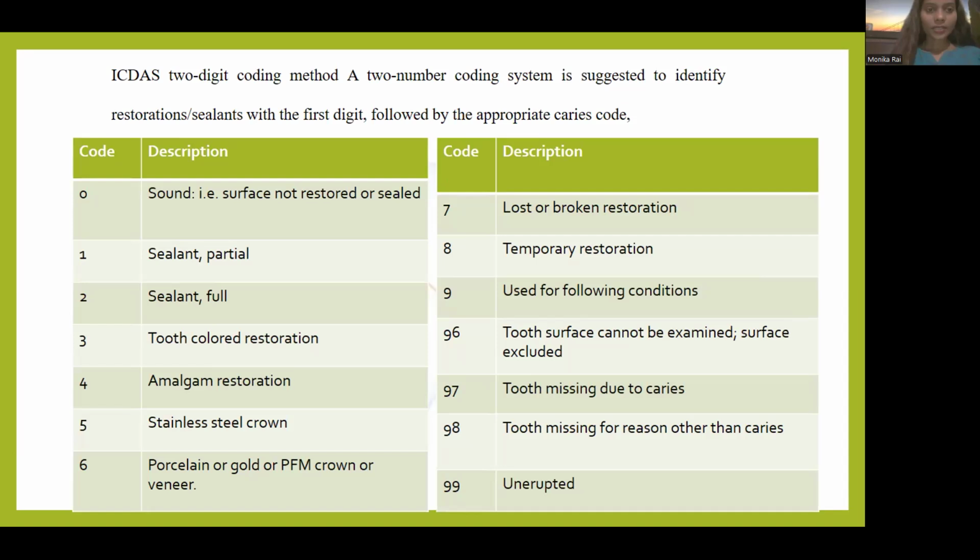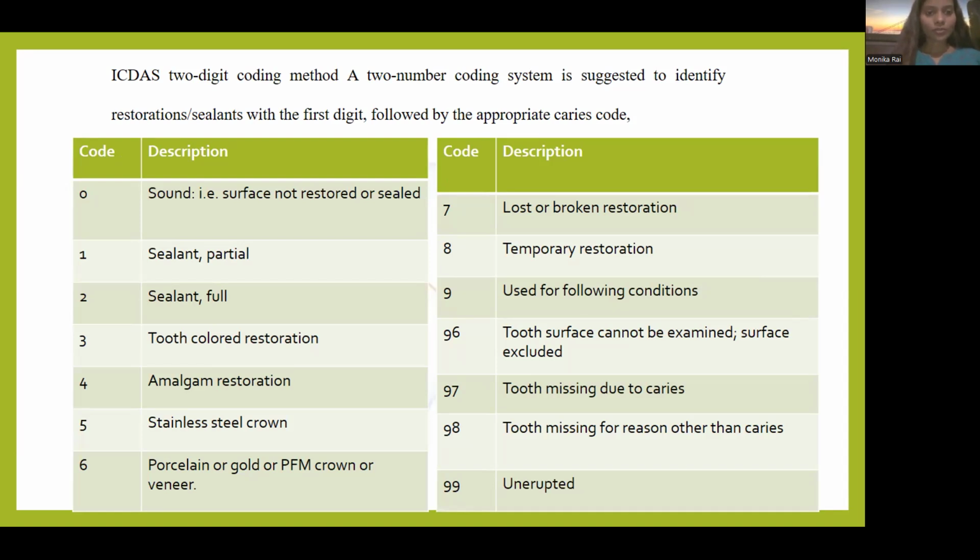This is the ICDAS 2-digit coding method. A 2-number coding system is suggested to identify restoration sealants with the first digit followed by the appropriate caries code. It also has codes and descriptions.